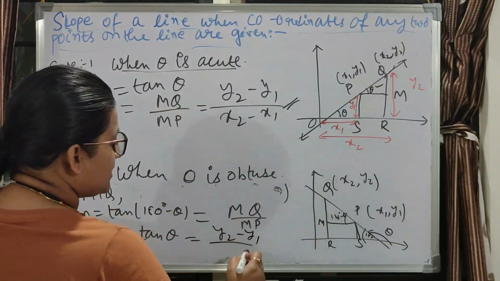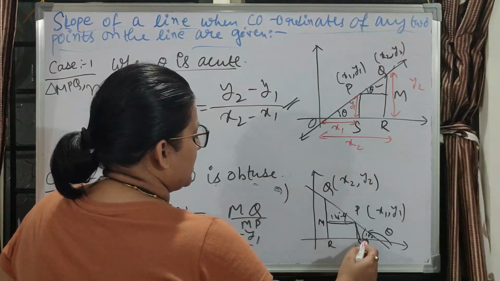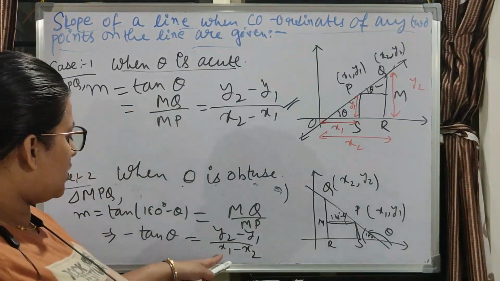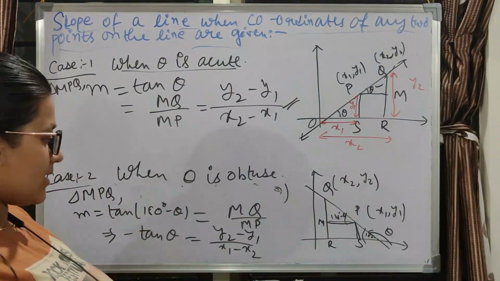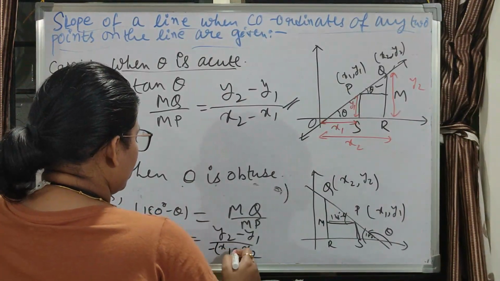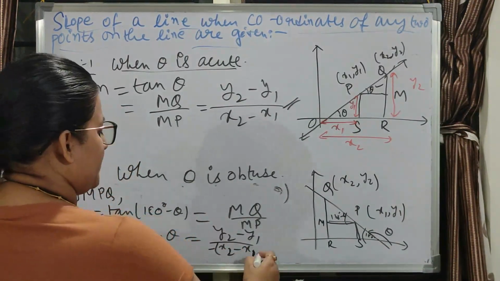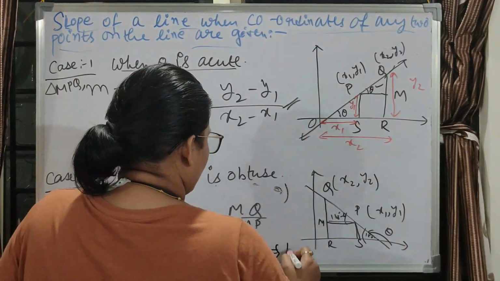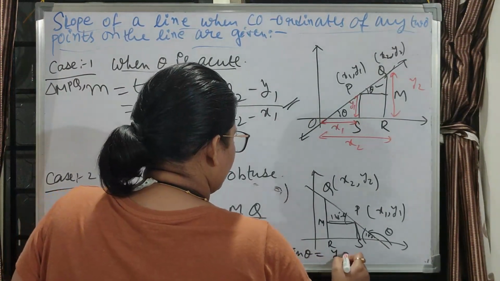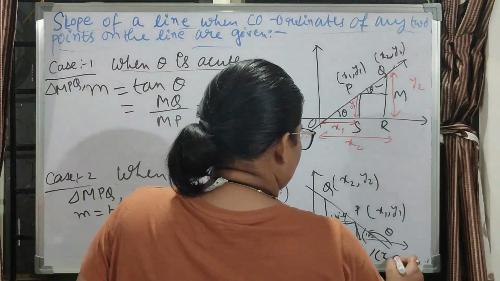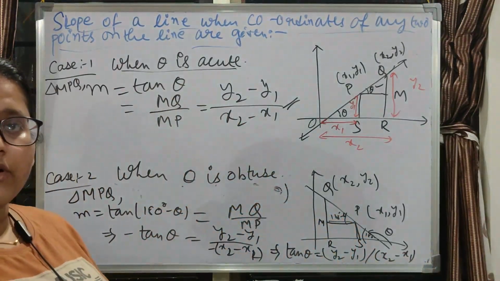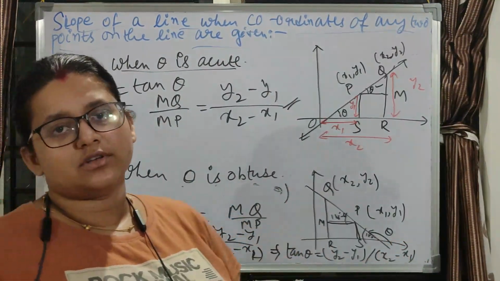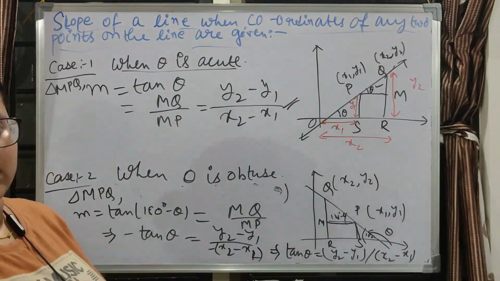Same way, MP, this straight line, is X1 minus X2. So we can take a common minus out from this denominator. This will become minus of X2 minus X1. Both sides minus will get cancelled. So from here tan theta equals Y2 minus Y1 upon X2 minus X1. So for both acute and obtuse angles, our slope is Y2 minus Y1 upon X2 minus X1. Now we'll see some questions.